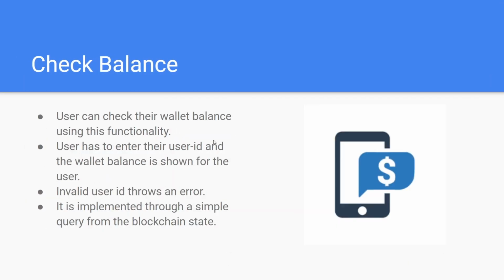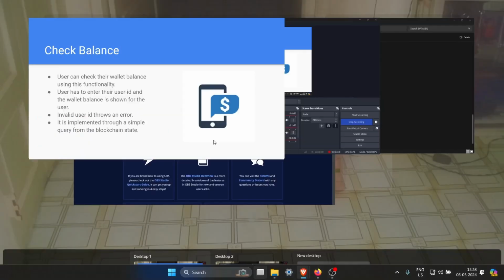Now let's go to the next key feature, that is check balance. We can check our balance anytime we want. The user can check their wallet balance using this functionality. The user has to enter their user ID and the wallet balance is shown. An invalid user ID throws an error. It is implemented through a simple query from the blockchain state. Let us see the implementation.